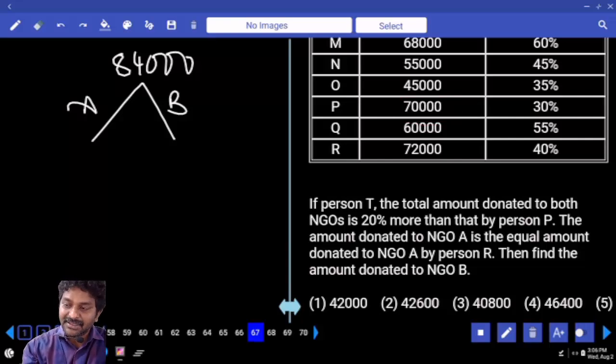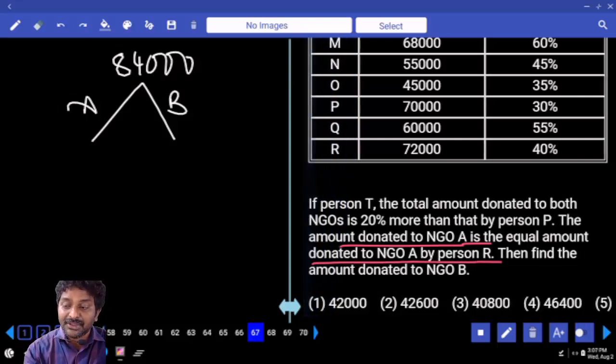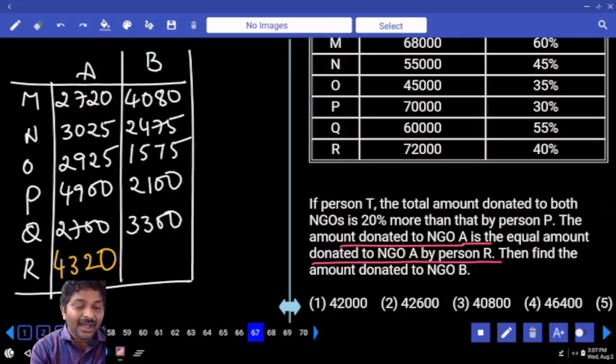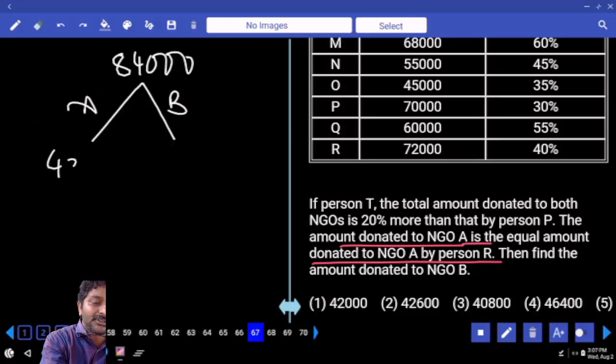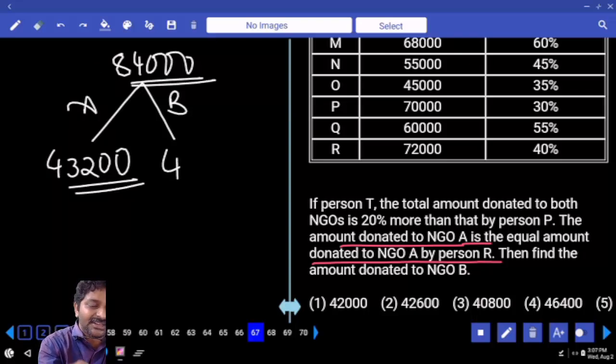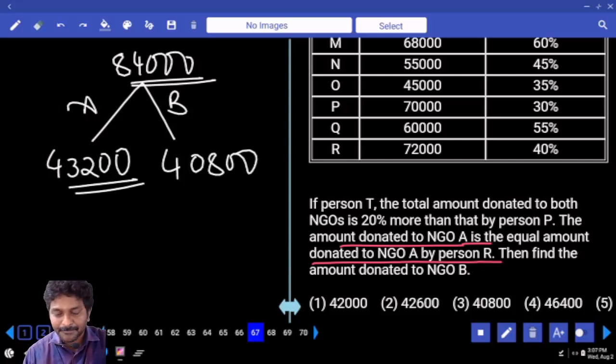And now he is giving amount to NGO A which is equal to amount donated to NGO A by R. R donated 4320 only. So if you subtract 4320, one more zero is required. 80,000 minus 40,000. 4,000 minus 3,200. That means 40,800 only. Third option.